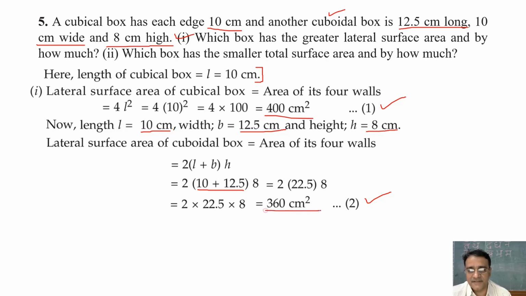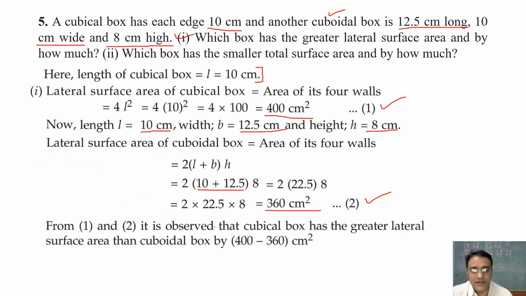So which box has the greater lateral surface area? 400 or 360? 400. By how much? 40 centimeter square. Very good. So we will write from equation 1 and 2, it is observed that cubical box has the greater lateral surface area than cuboidal box by 400 minus 360 centimeter square. That is 40 centimeter square. Any doubt in first bit? No, sir. Okay. So now we'll start the second bit.